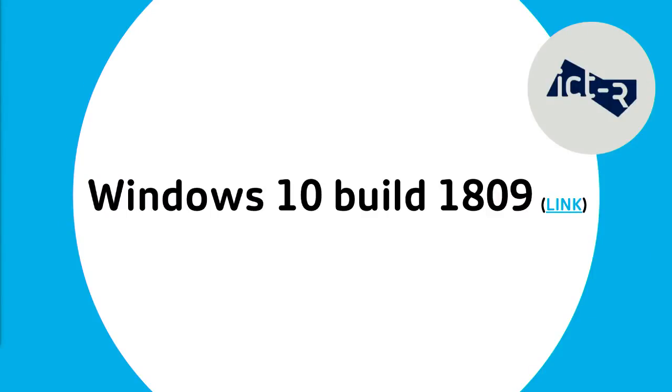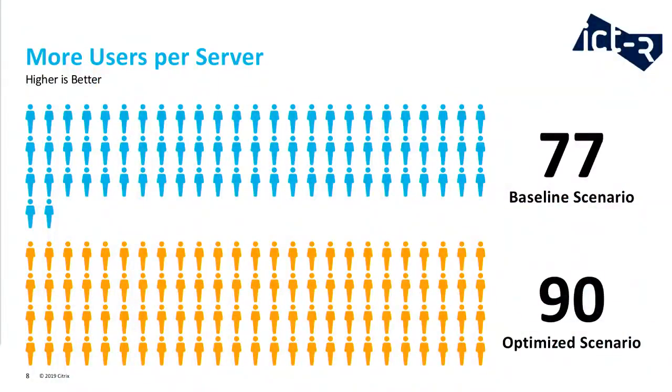So I'm going to show you pretty much what's the impact of optimizing your operating system. And what I'm going to show is the data from ICTR. We have them here in the audience. And they are going to have a session tomorrow, the SYN215. And I highly, highly recommend you go there, because they are going to show a lot more data than I'm going to do today. The data that I will show you is based on build 1809. We don't do 1903 because it's not released yet officially. So we are still waiting for the official release from Microsoft.